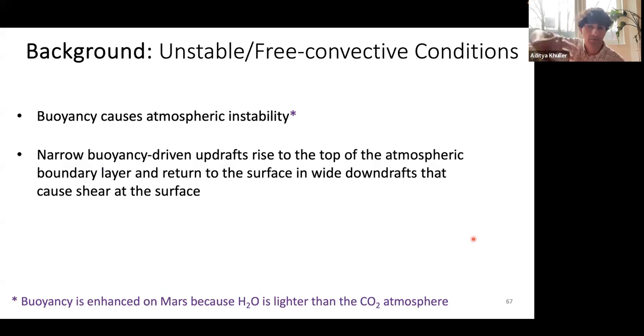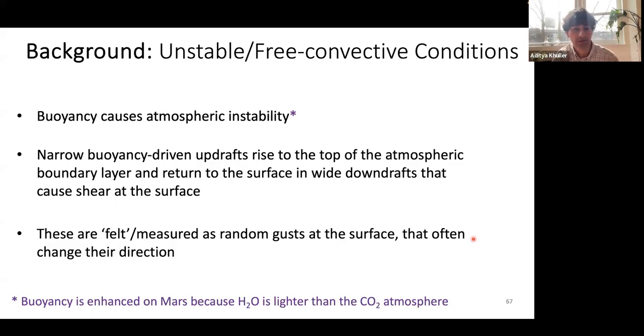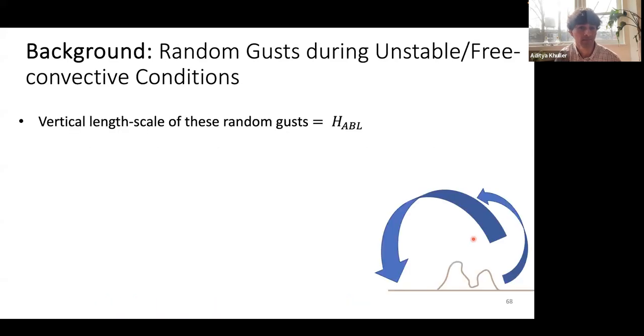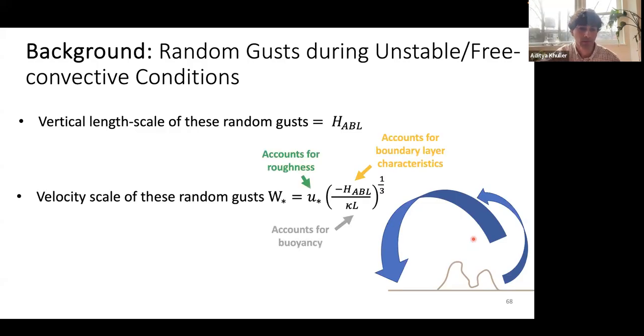And so you have these narrow buoyancy-driven updrafts that go all the way to the top of the boundary layer, which can be up to 11 kilometers on Mars, which then cool down and come back to the surface in these wide downdrafts. And they can cause shear at the surface. And you can feel them as these sort of random gusts that change their direction. And how high are they? They're as high as the boundary layer.